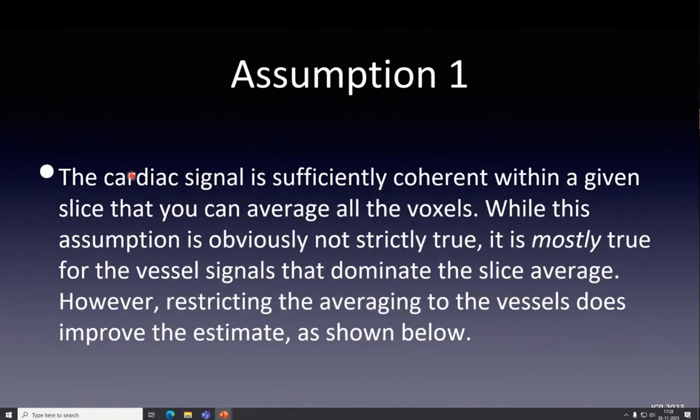The first assumption is that the cardiac signal is sufficiently coherent within a given slice that you can just average all the voxels and say that's a time point, whatever that means. That's not actually true, but it's mostly true, and it turns out to be true-ish enough that you can just pretend it's true and move blindly forward. And in fact, if you restrict to the blood vessels, it becomes truer.